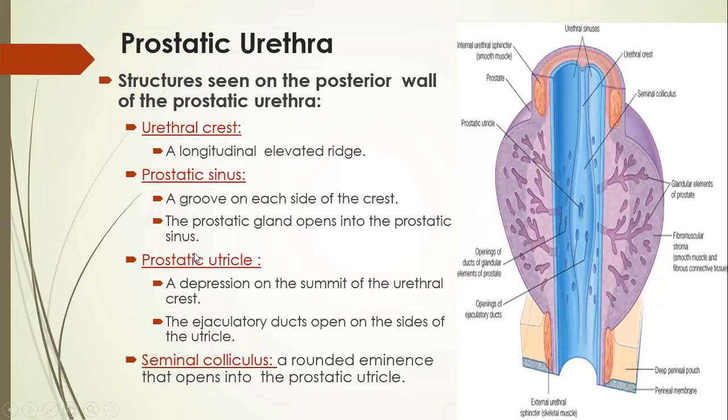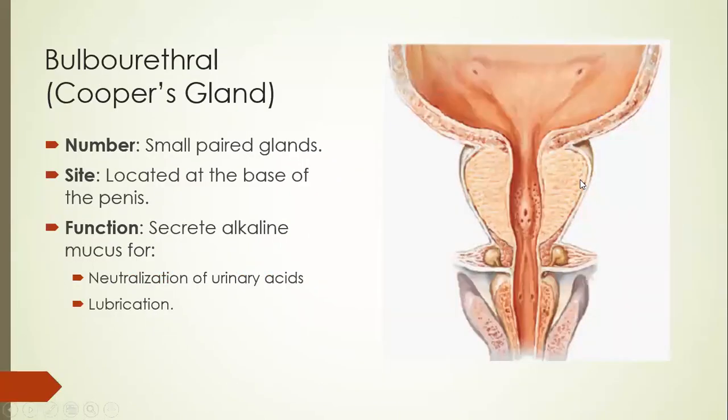Then the prostatic utricle, a depression on the summit of the urethral crest. The ejaculatory duct opens on the sides of the utricle. So on either side, you can see the opening of the ejaculatory duct. Then we have the seminal follicles, a rounded eminence that opens into the prostatic urethra. Here you can see there is a seminal follicle. So this is about the prostatic urethra.